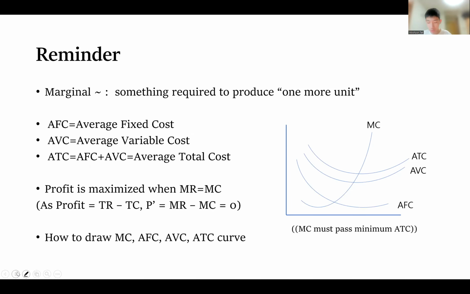This is a simple reminder for better comprehension of the market structures, and I recommend you watch the WTS video about production cost if you're not fully familiar with these contents. Profit maximization always occurs when marginal revenue equals marginal cost. This is the most important. And you should also know how to draw MC, AFC, AVC, ATC, and other curves in basic form. Right.